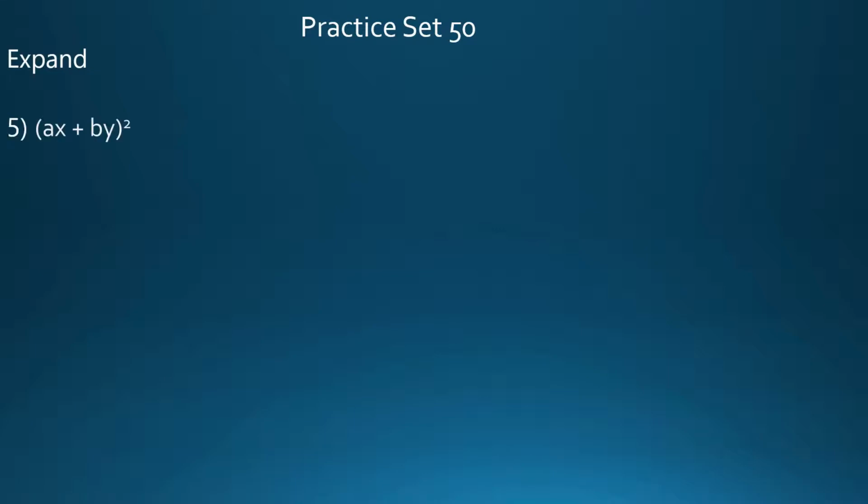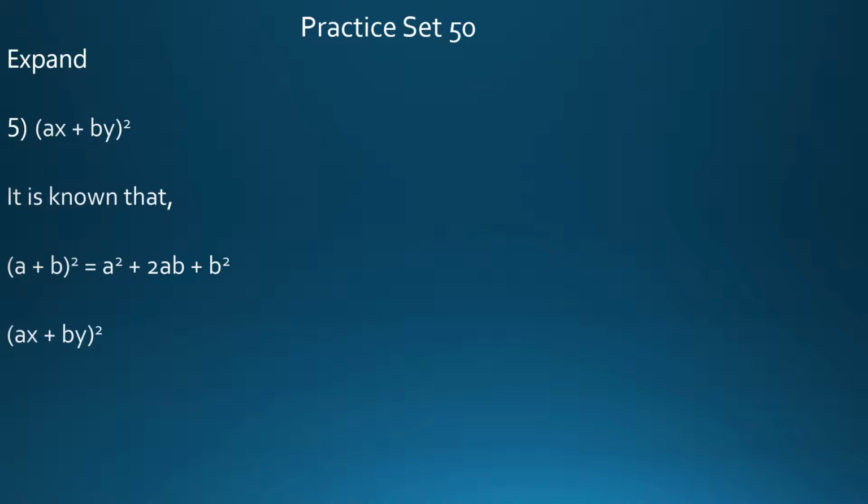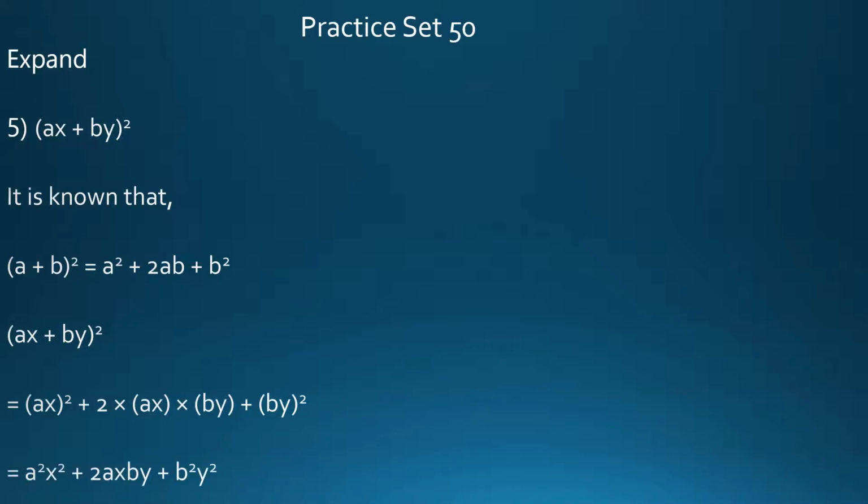Fifth sum, ax plus by the whole square. It is known that a plus b the whole square is equal to a square plus 2ab plus b square. So ax plus by the whole square is written as ax square plus 2 into ax into by plus by square, which is a square x square plus 2axby plus b square y square. So the expansion of ax plus by the whole square is a square x square plus 2axby plus b square y square.